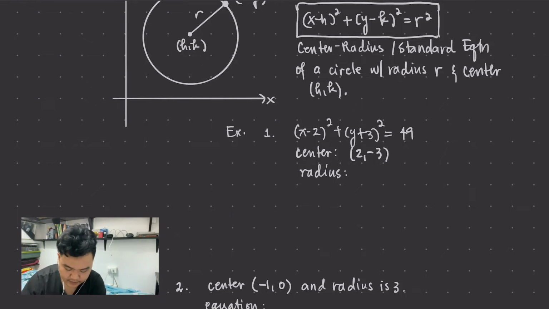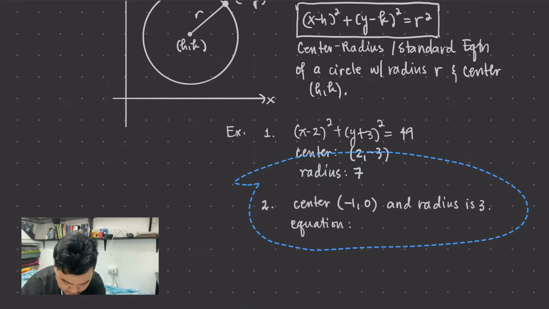Now for the radius, this is r squared. So r squared is 49. Take the square root of both sides, so r is 7, because the square root of 49 is 7. So the radius is 7. Okay, let's do another example.